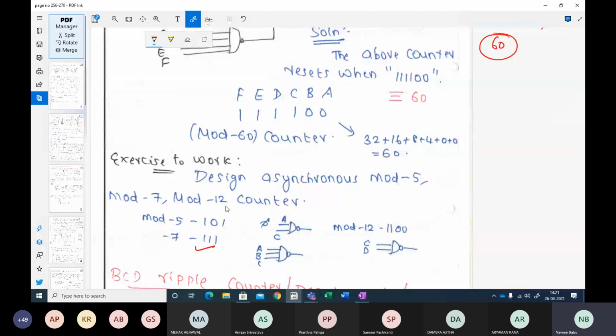Okay, mod 12 counter. So these are the counters. So when A and C are 1, you can reset. When all 3 are 1, you can reset. For mod 12, this is A, B, C and D. When C and D are equal to 1, you can reset. So this is the simple logic by which you can have these counters.